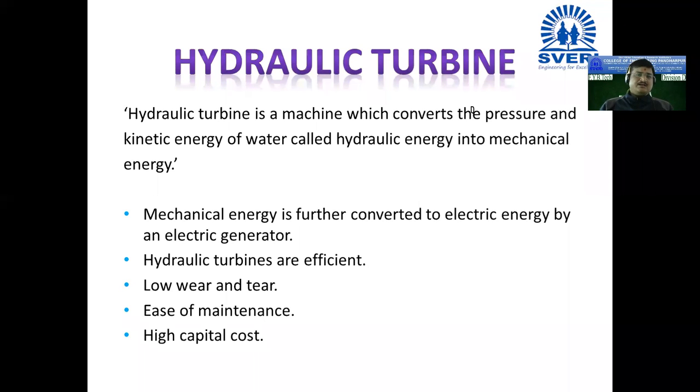Okay. So let us start with the definition of the hydraulic turbine. Hydraulic turbine is a machine which converts the pressure and kinetic energy of water called hydraulic energy into mechanical energy. And this mechanical energy is further converted to electric energy by an electric generator.